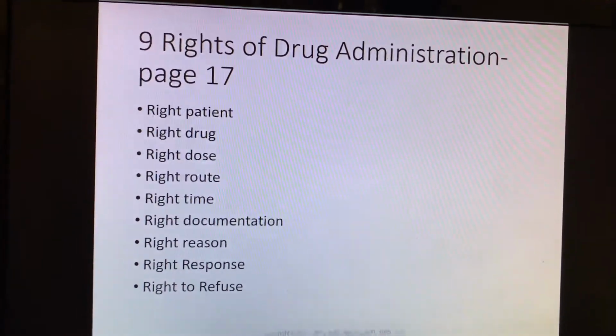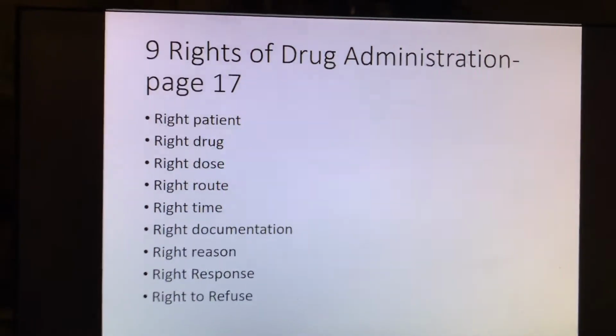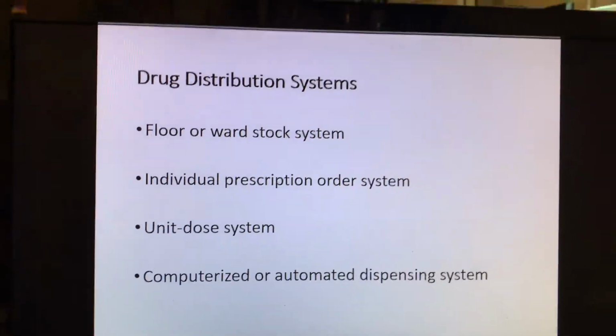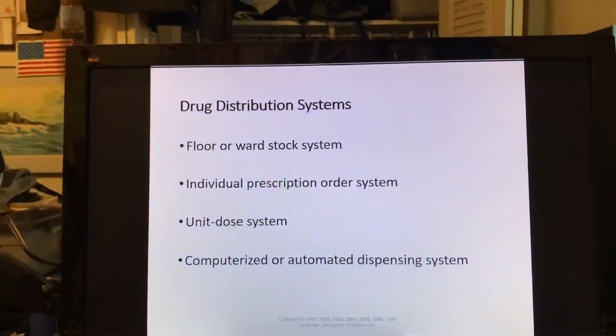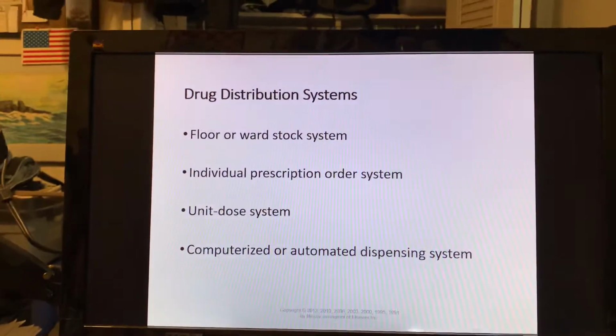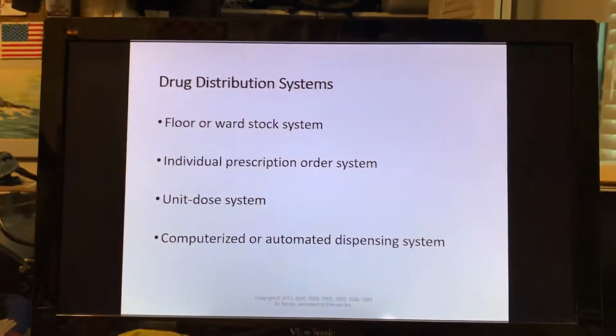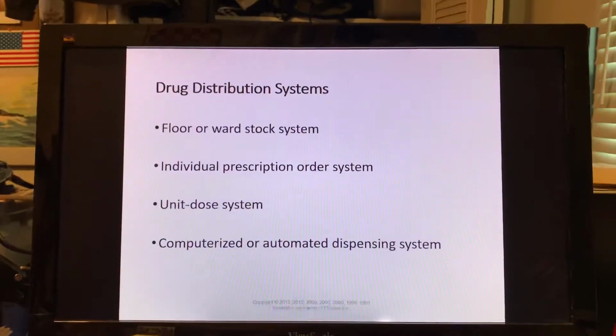And once again, we see our 9 rights of drug administration talked about again on page 17. On your particular floor, you're going to have different ways that you pass meds. They're known as drug distribution systems, and it's important to recognize them.